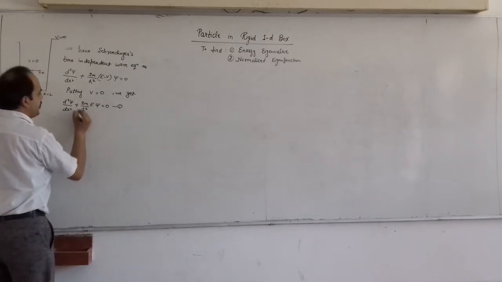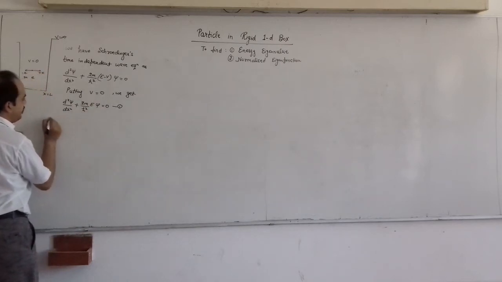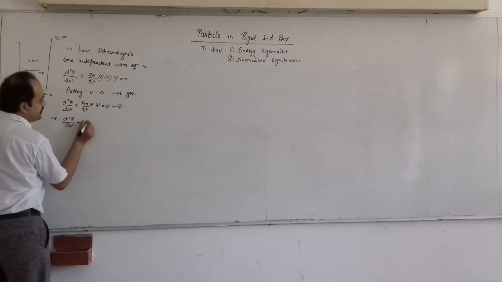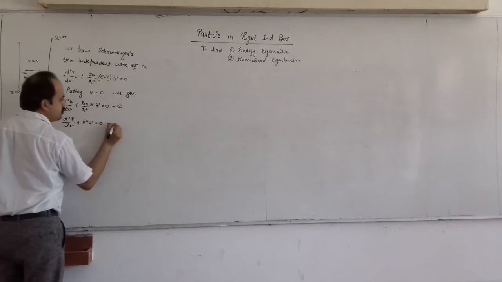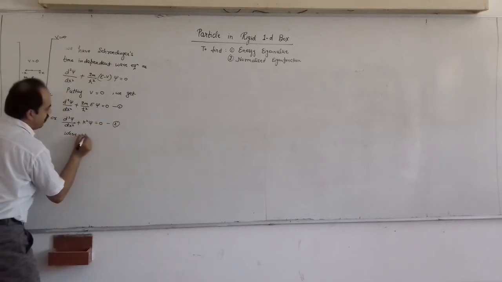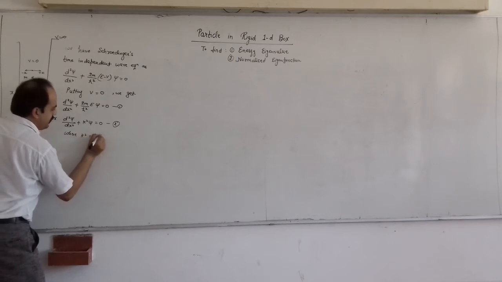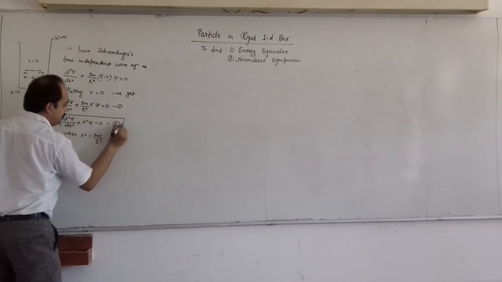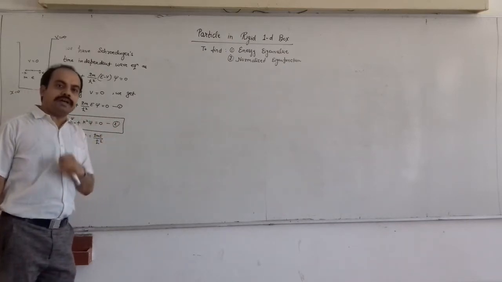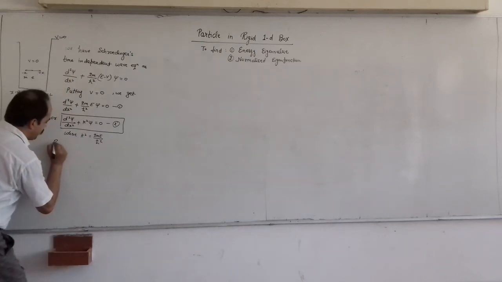Considering this thing as a constant k square, we get d2 psi upon dx square plus k square psi is equal to 0. This is equation number 2, where k square we have taken as 2mE upon h cut square. To solve this equation, we will consider our two boundary conditions.